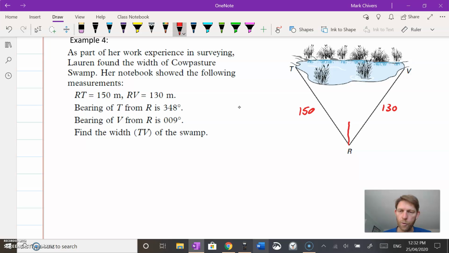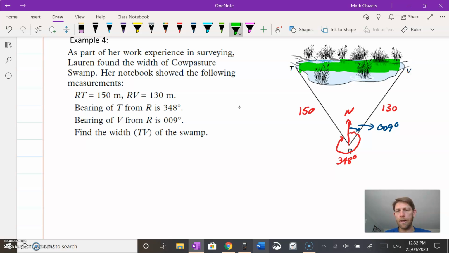So let's just make a north line here so we can work out our bearings. This bearing here is going to be 348 degrees. And the other bearing that's given, I'll do in blue, is this bearing here, and that's going to be 9 degrees. Okay, so we have that information, and now we need to find the width of the swamp, so TV. This is what we're after up here. We're after this distance up here.